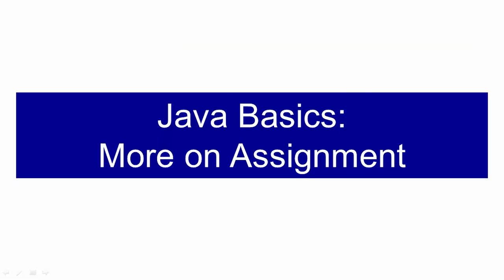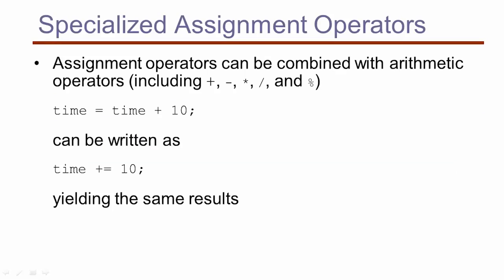Because programmers perform certain operations again and again, Java provides several specialized assignment operations that ease the writing of code. In particular, Java allows the assignment operators to be combined with arithmetic operators so that it becomes easier to update a variable. For example, we often want to update a variable by adding or subtracting a value from the variable. In this example, we want to update the variable time by adding 10 to it. This can be done more compactly using the plus equal operator that performs addition and assignment in one step.